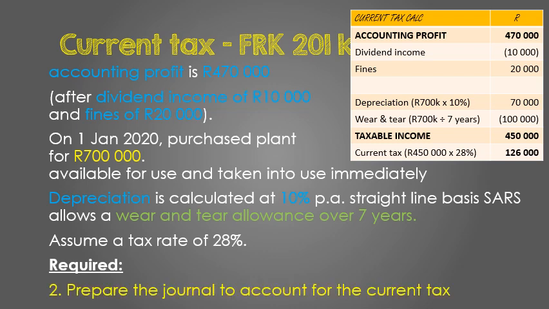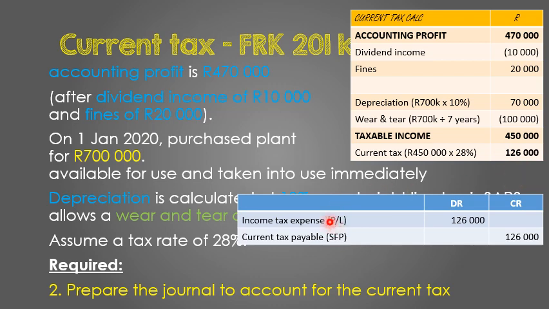Next, we are asked to do the journal to account for the current tax. So what will the journal look like? We have a current tax expense here of 126,000, so we will debit the income tax expense account to the P&L and credit a liability called current tax payable. Now note that here we have the current tax expense, but we put it to an account called income tax expense. And what you'll see later is that this income tax expense consists of more than just the current tax. But our starting point for our income tax expense is the current tax for the year of 126,000.